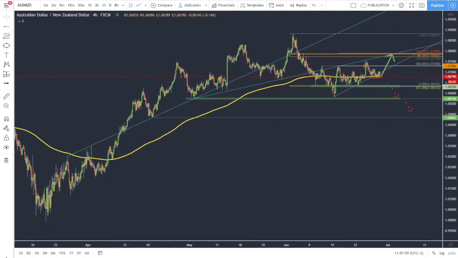This time we will look at the Australian versus New Zealand dollar. This currency pair has been analyzed before. We were expecting the downtrend to begin, although last week we changed the sentiment on the Australian dollar overall, and we gave analysis on the Australian Swiss franc with a potential upside move. Today we will continue the topic on the strong Australian dollar, and this time we will be looking yet again at the Australian New Zealand dollar.